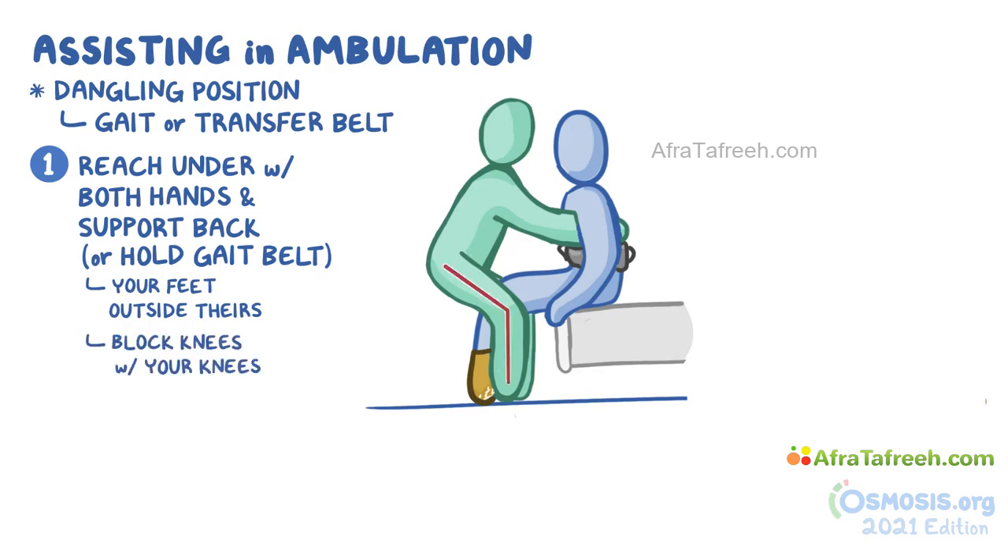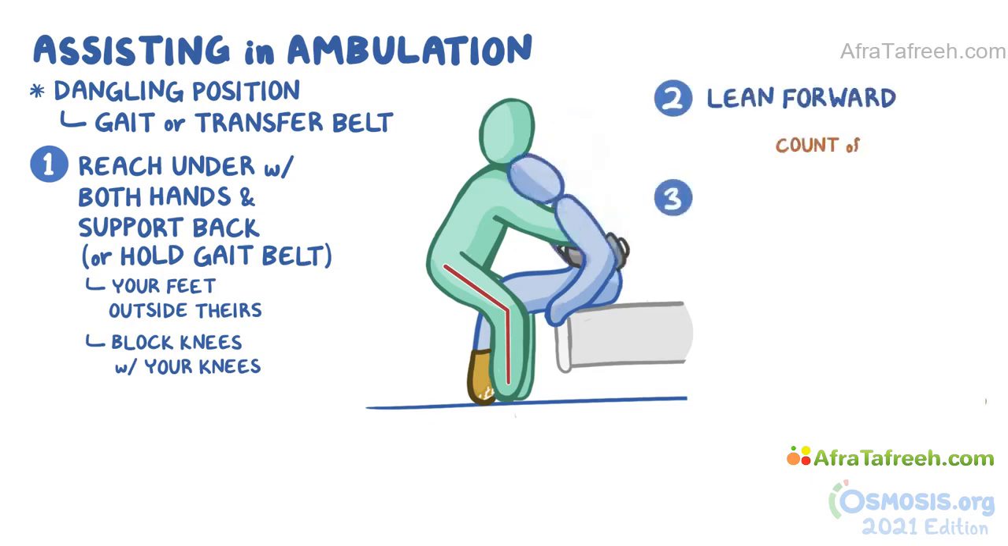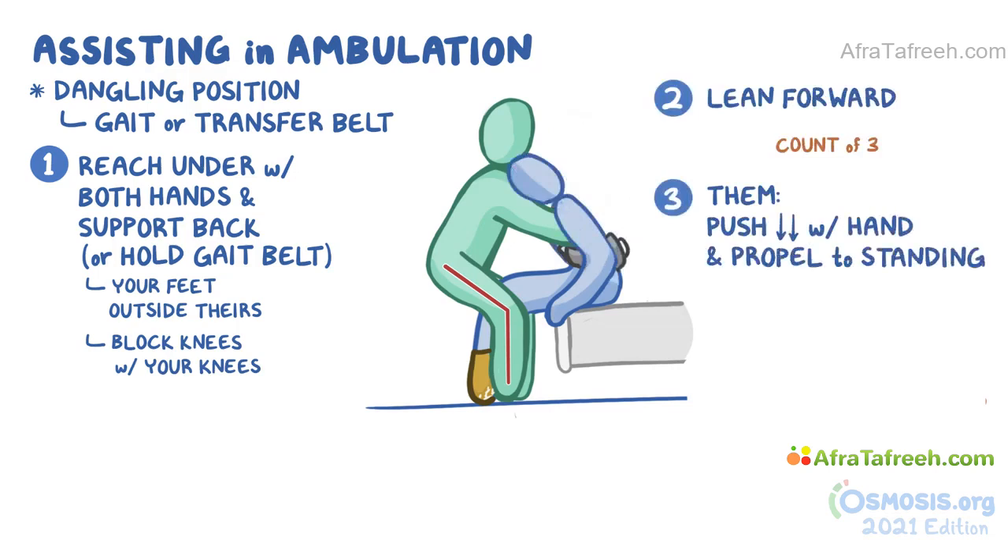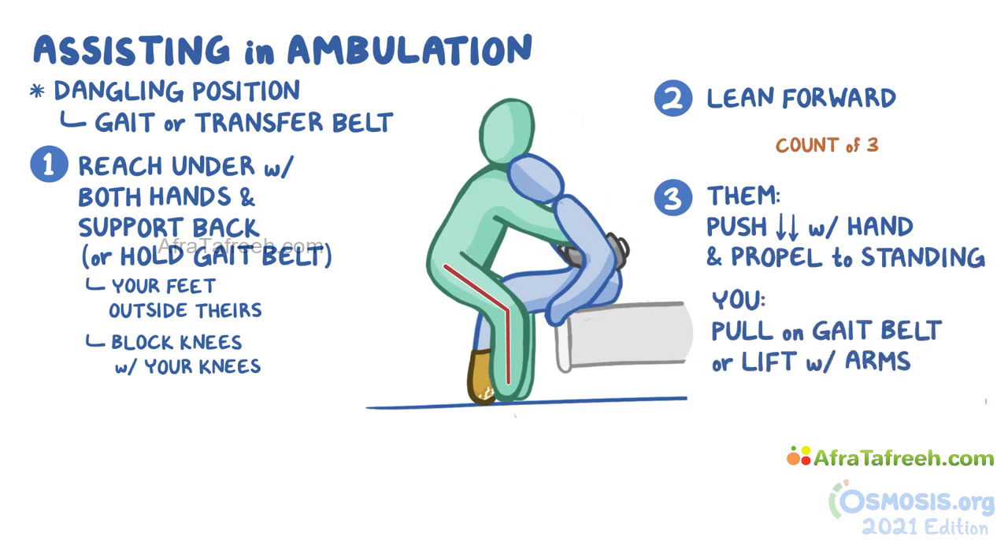Once you're in position, ask them to lean forward. On the count of 3, have them push down on the bed with their hand and propel themselves to a standing position while you pull on the gait belt or lift with your arms to help them up. Keep your back straight to prevent injury to yourself.